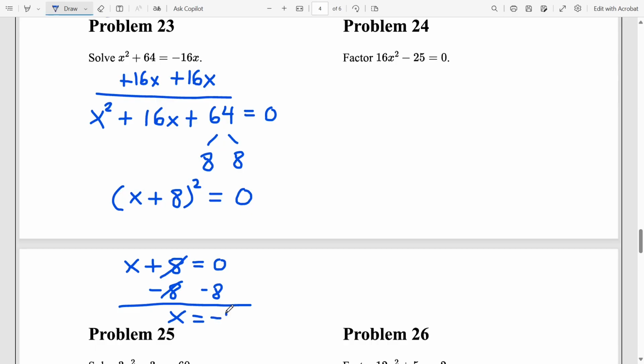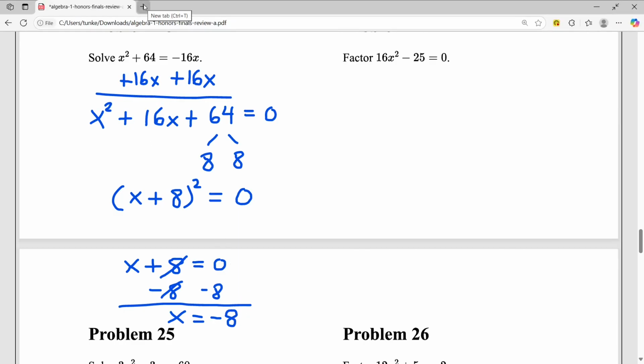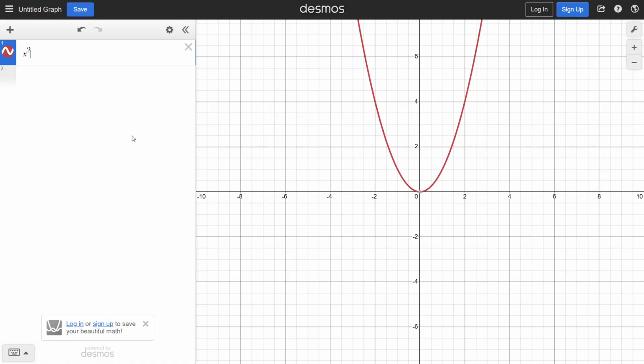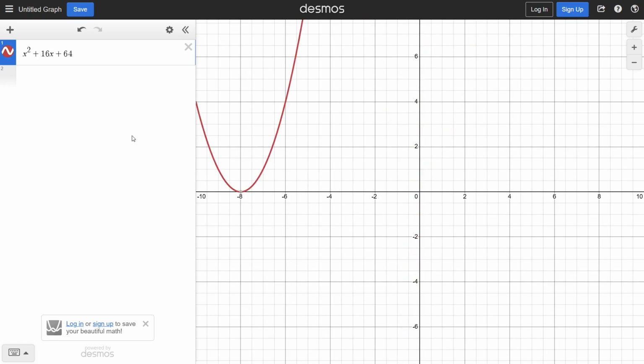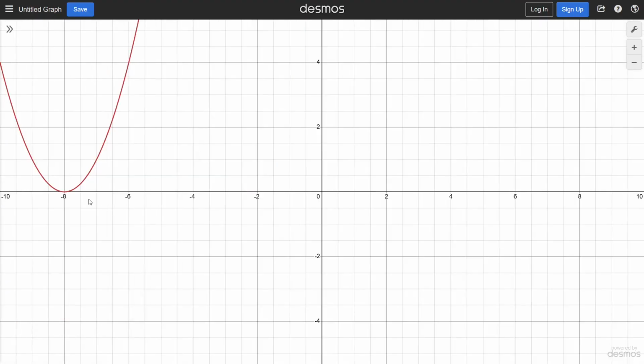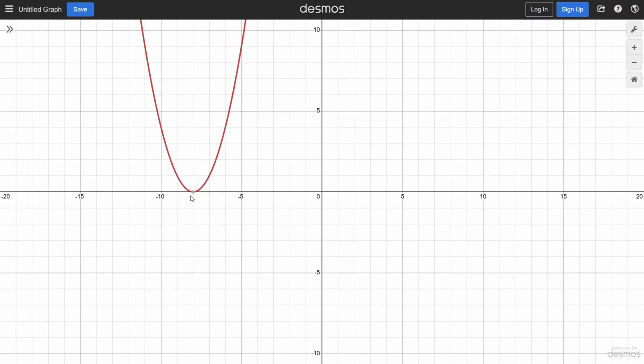So what does this mean? Well, this is on the x-axis at x equals negative 8. This is a parabola that opens up because there's a positive 1 in front of x squared. So it opens up, but it just touches the x-axis at the vertex at x equals negative 8. Let's take a look at this on Desmos. So if I do x squared plus 16x plus 64, you can see here that at negative 8, right at the vertex, is where this touches the x-axis and then it opens up. It only touches in one spot. And that's the one unique real solution.